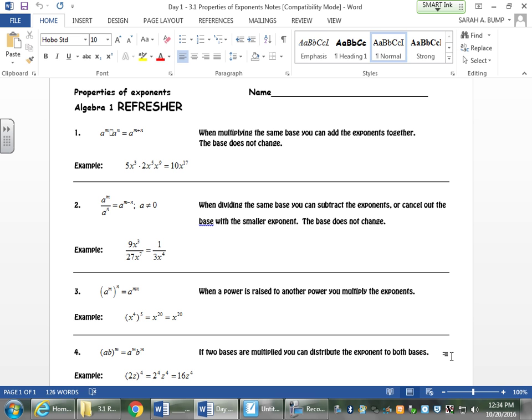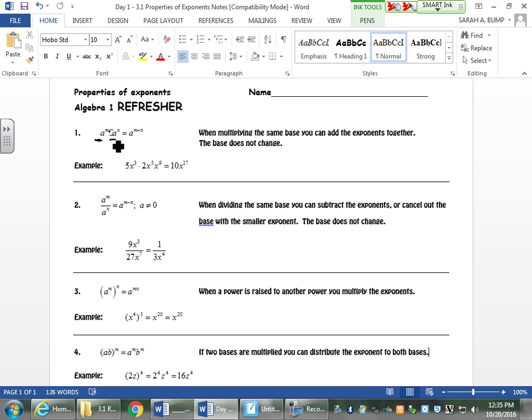So looking at the first property, for some reason the multiplication dot turned to a square here. I'm not quite sure exactly why that happened. But this is saying if I have a to the m times a to the n, that'll equal a to the m plus n. The key thing in this first property is that when you're multiplying, in order for the property to work, those bases must be the same. Those are both a's, and as long as the bases are the same, when they're being multiplied, you get to add their exponents. The base does not change.